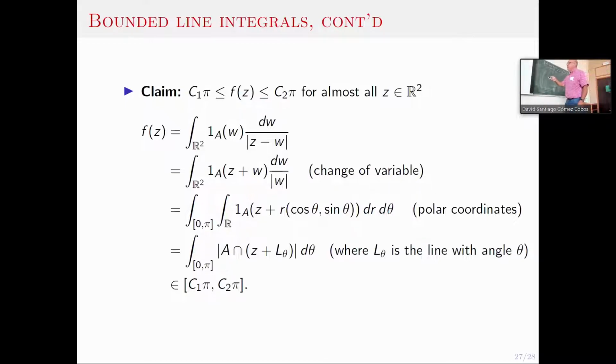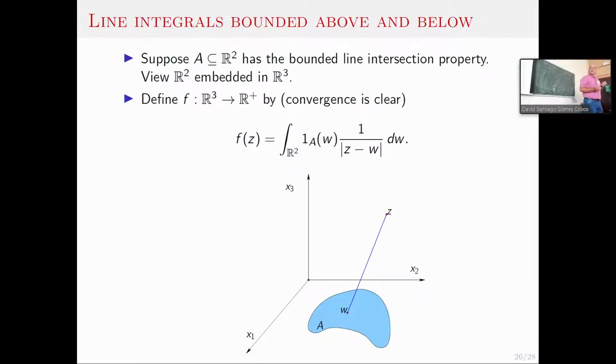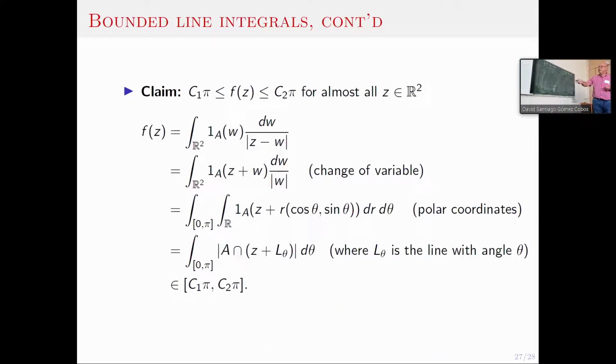Now, what do I read if I do the inside integration? Theta is fixed, it's a fixed vector which I multiply by r, so I'm running along the line. So I'm integrating essentially the measure. The inner integral will give me the measure of A on this line, z plus L_theta, where theta means direction theta. But this quantity, by assumption, is between C1 and C2, because A has the bounded line intersection property. Therefore, this quantity will be bounded in this integral.